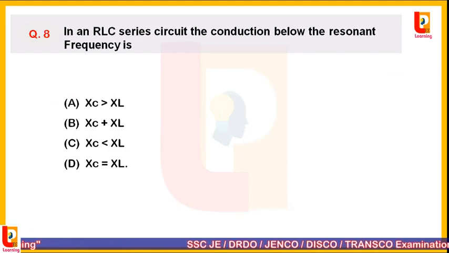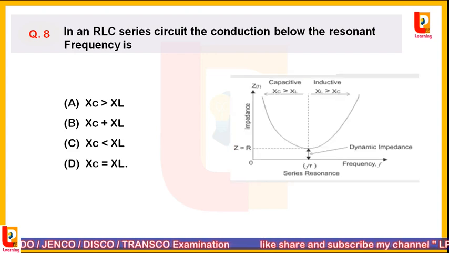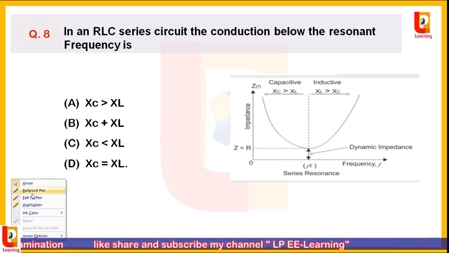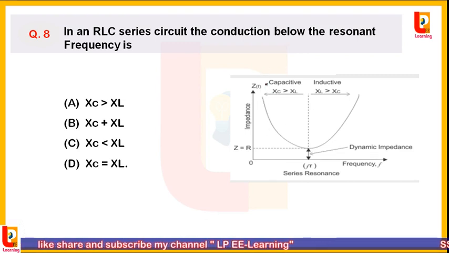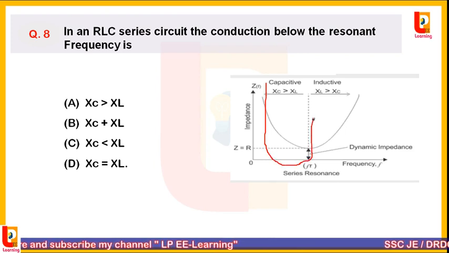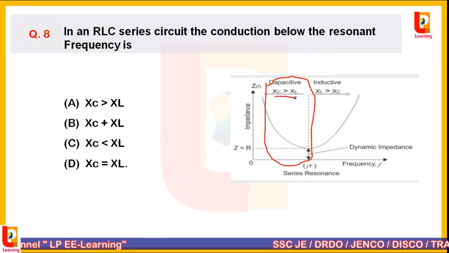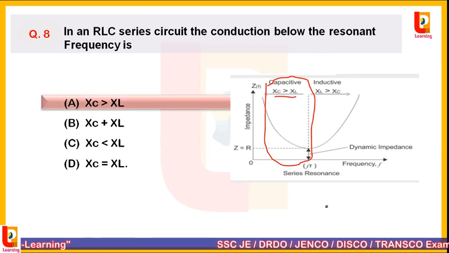Question 8. In the RLC series circuit, the condition below the resonant frequency is. In a series RLC circuit, we know that conduction occurs in the conductive band. That is, this is the conductive band for the series RLC circuit. In this condition, XC is greater than XL. So the correct answer is option A, XC is greater than XL.